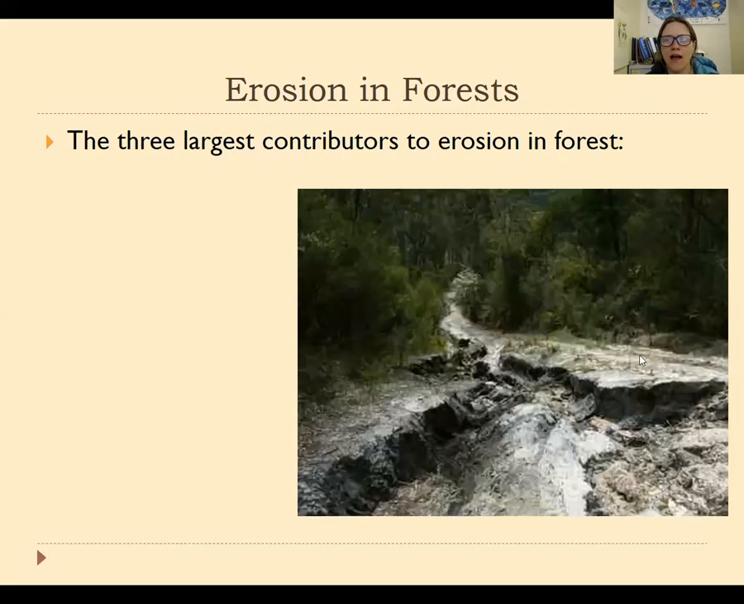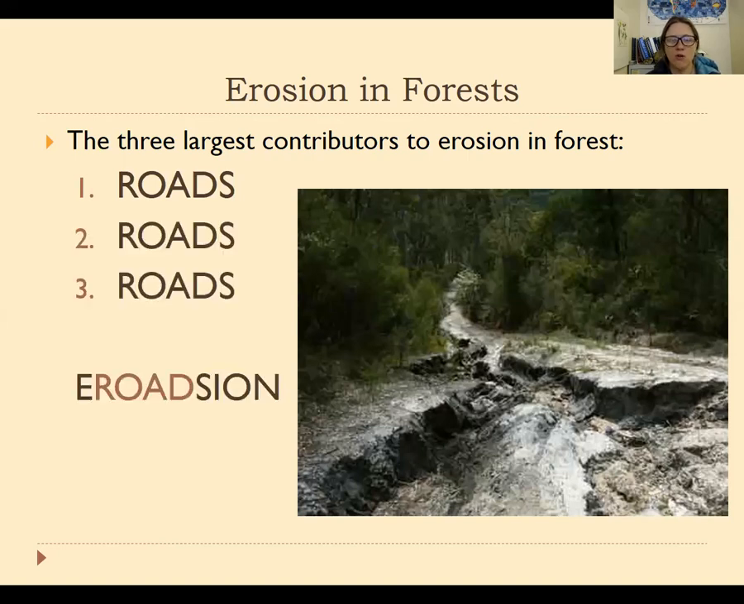Okay, so in areas where we have lots of dirt roads, which might be in forests, if we're thinking about forestry, or could be in other kinds of landscapes as well, there's a common adage that says the three largest contributors to erosion in the forest are roads, roads, and roads. So people might think driving in the forest, cutting down trees, clear cutting, are the kinds of things that are contributing to erosion, and they can have an impact.